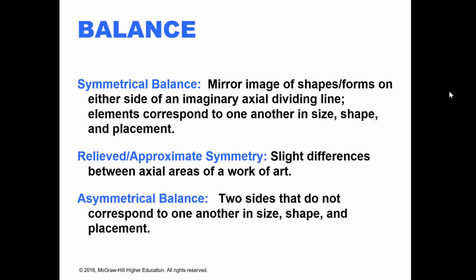So we have symmetrical balance, mirror image of shapes and forms on either side of an imaginary line vertically or horizontally through the middle. And these elements would correspond to each other. They'd be similar in shape, size, and placement. Relieved or approximate symmetry is slight differences between these axial areas of a work of art for visual interest. And asymmetrical balance, as you might imagine, is two sides that really don't balance each other out in a normal way, but they might do so visually, and we'll talk about that.